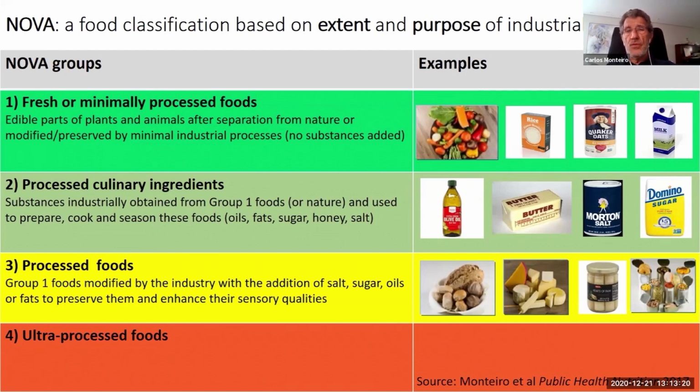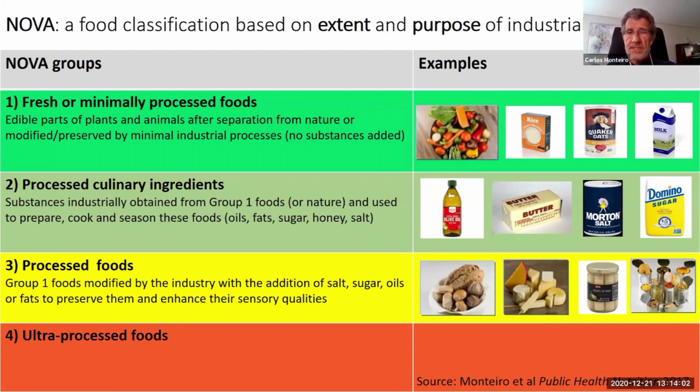The first one is unprocessed or minimally processed foods. Unprocessed foods are, of course, edible parts of plants and animals just after being separated from nature. And minimally processed foods are unprocessed foods that go through some industrial process. They are modified essentially to prolong their duration. But what's important for group 1 is that no substances are added here. So the prolongation of duration is made without the use of sugar or salt or oil, anything.